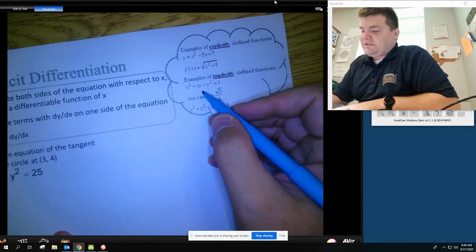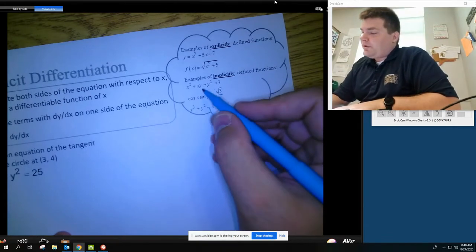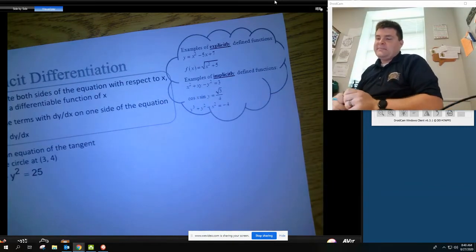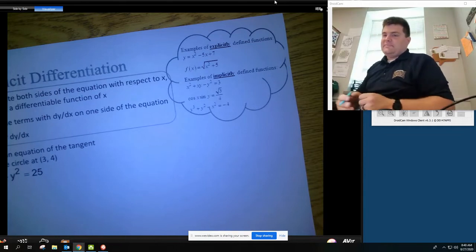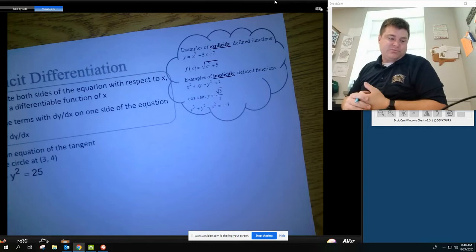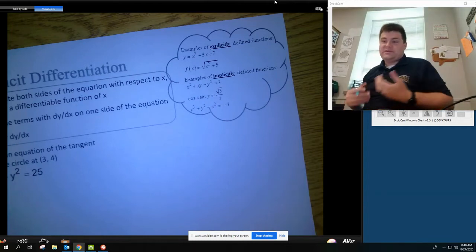Implicit is when you're going to start to have not just y equals, but you're going to have like a y squared equals, or y's can be kind of tangled in there. That's when we're going to start to have implicit. And implicit really is based on a lot of chain rules. So as I go through this first example, I'm going to really be just pushing through this idea that it's a lot of chain rule.